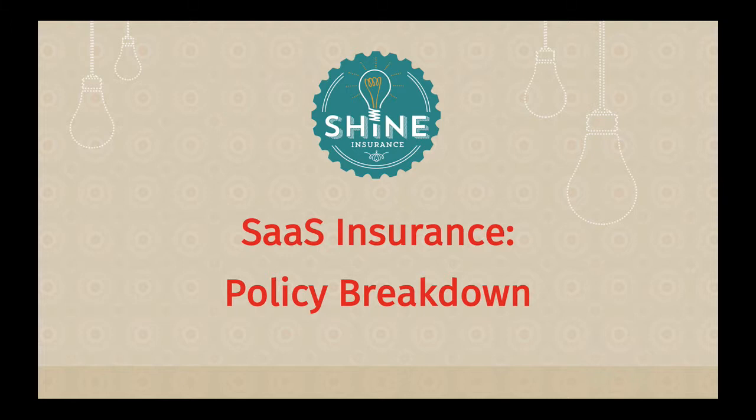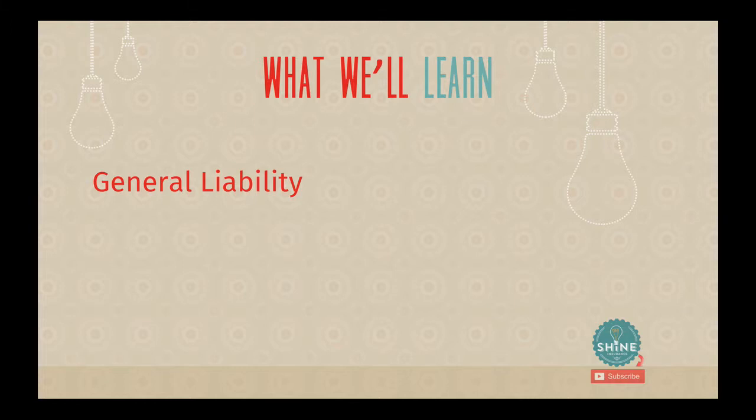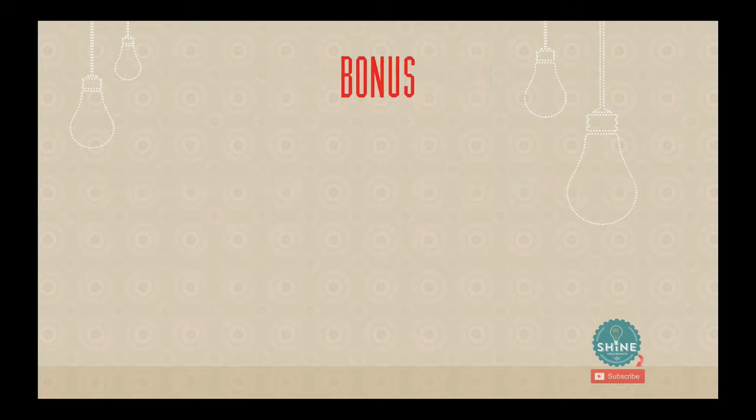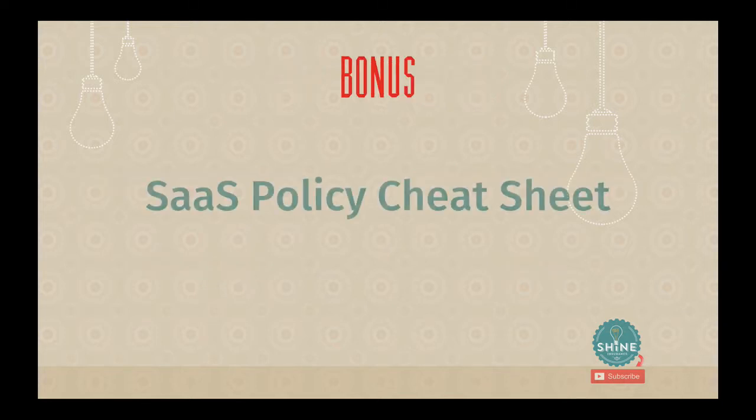For everyone else, we are going to break down the insurance you need for your SaaS product company. So what are we going to learn exactly? We're going to talk first about general liability insurance, second about property insurance, third, a little bit more fun, about E&O or professional liability, and finally, we'll talk about cyber. And at the end, I'm going to pop out a bonus for you, the SaaS policy cheat sheet.